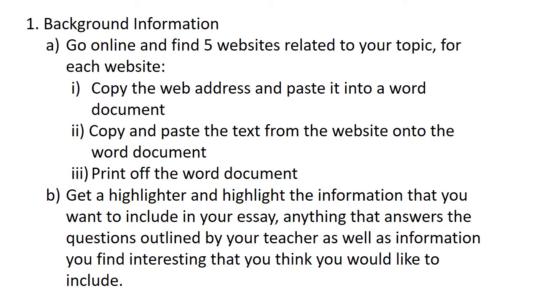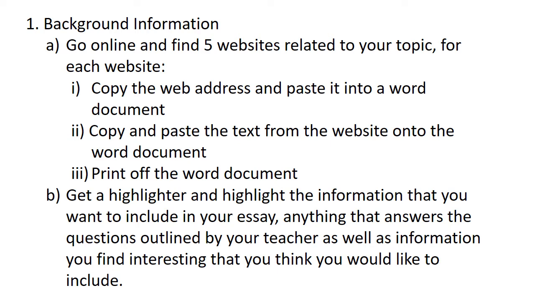So, getting your background information. Week 1. Go online and find 5 websites related to your topic. For each website, you copy the web address and paste it into a Word document, copy and paste the text from the website onto the Word document, and then print off that Word document.